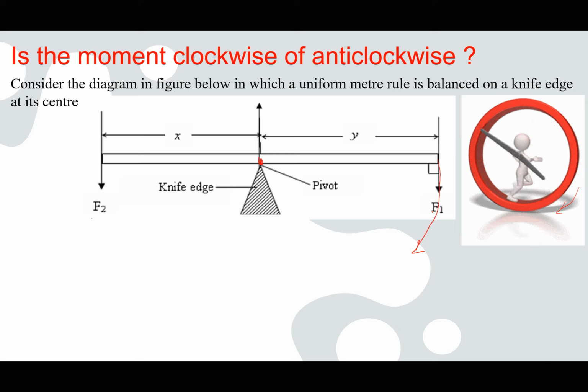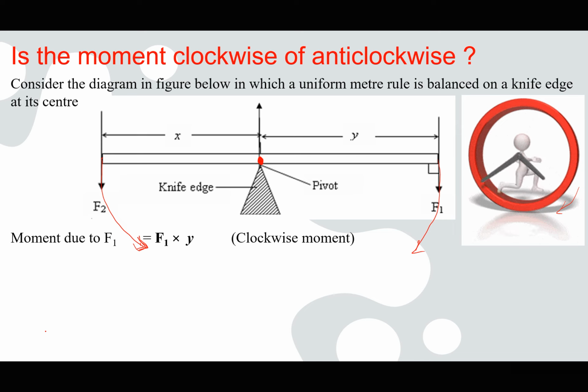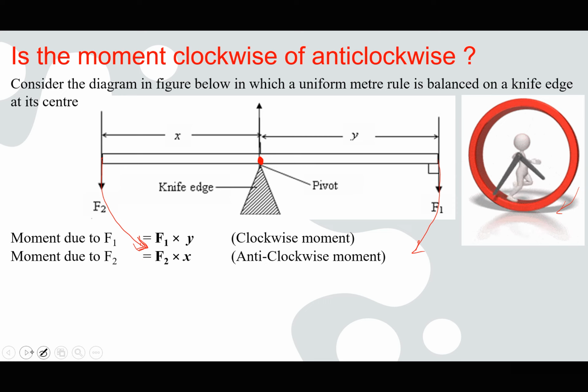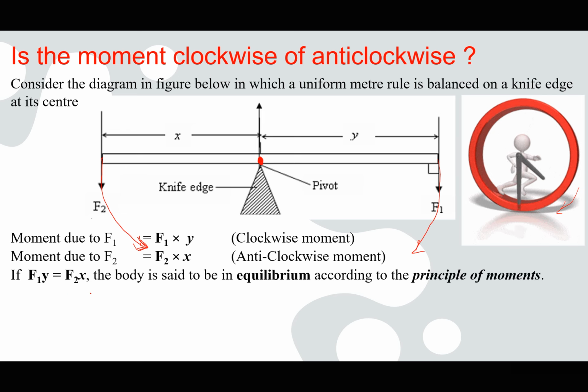Ignore F1 and concentrate on F2. If F2 is the only force acting on the beam, remember at the pivot the beam is fixed, so it can only rotate about that point. So the force is going to cause the beam to rotate in this direction, which is actually in the opposite direction to the clock. Therefore, this is going to cause an anticlockwise moment. Therefore, the moment due to F1 is going to be F1 times the perpendicular distance, and that will be clockwise. And the moment due to F2 is going to be F2 times x, which is going to be anticlockwise. In case F1 times y equals F2 times x, then the body is said to be in equilibrium according to the principle of moments.